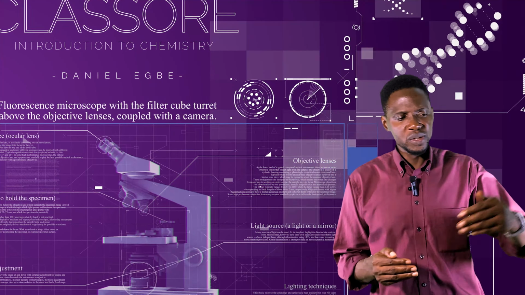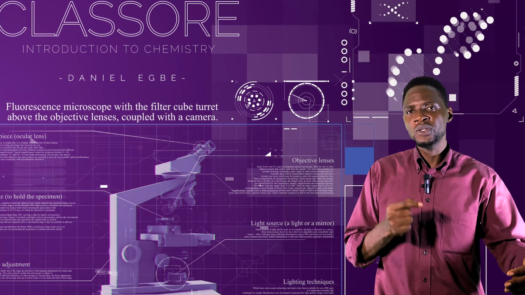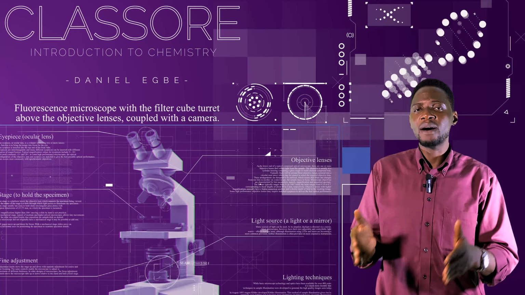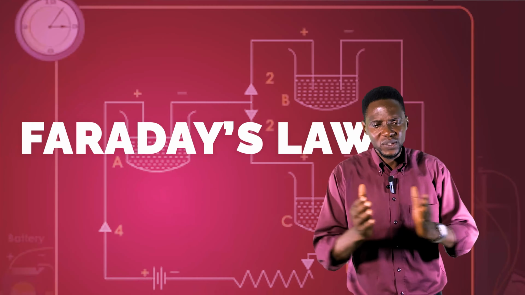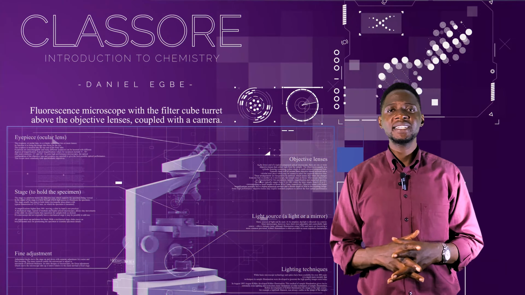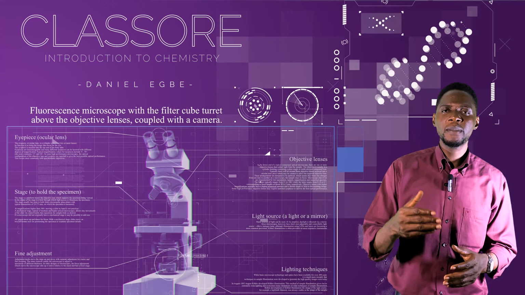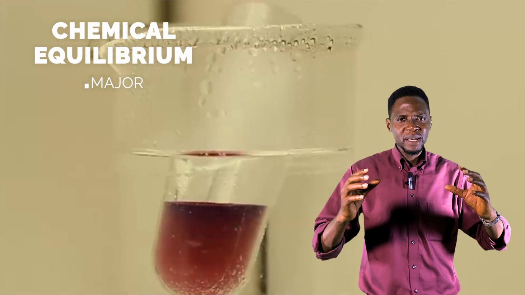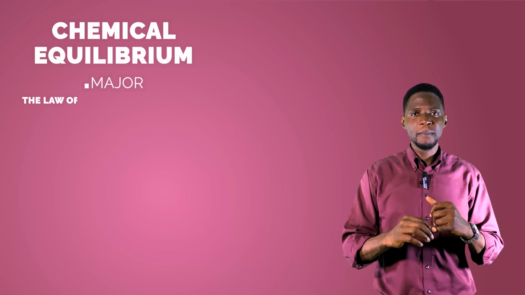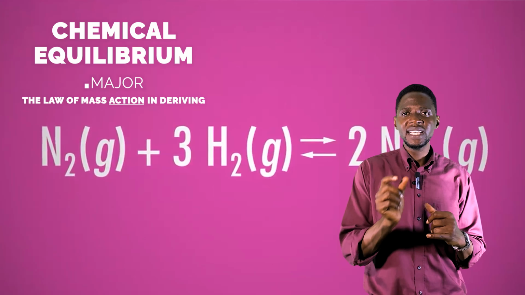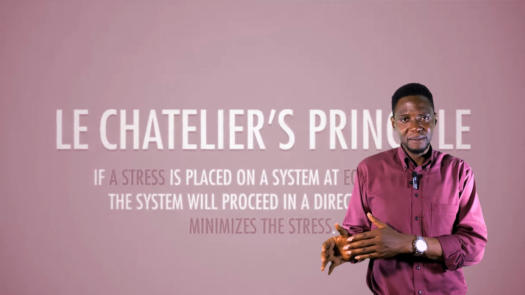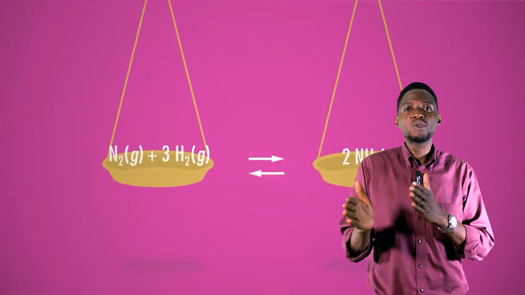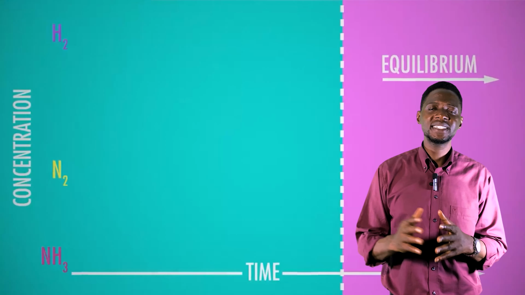You see, I had to do redox before electrolysis, because your knowledge of redox will help you to know just how to go about your electrochemical reactions. And then we looked at Faraday's law, simple concept. I was able to simplify the whole calculation in Faraday for your comfort. And then we went on to talk about chemical equilibrium. We looked at the law of mass action in deriving what we call the equilibrium constant formula. We also went on to discuss Le Chatelier's principle, which helps us to know what happens to the equilibrium position for any reaction that is in equilibrium.